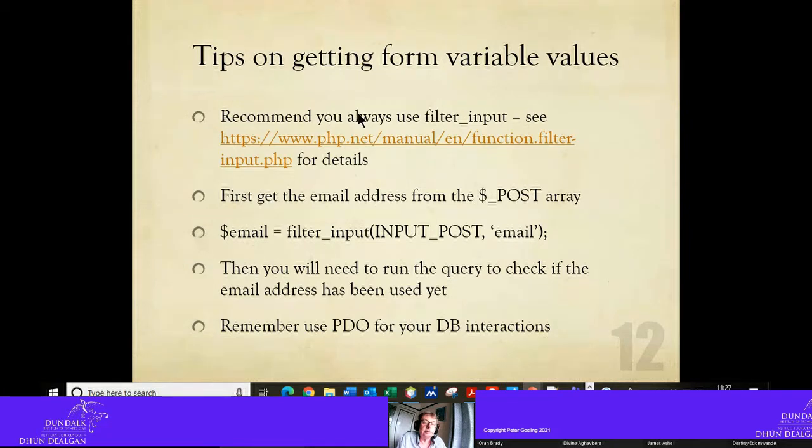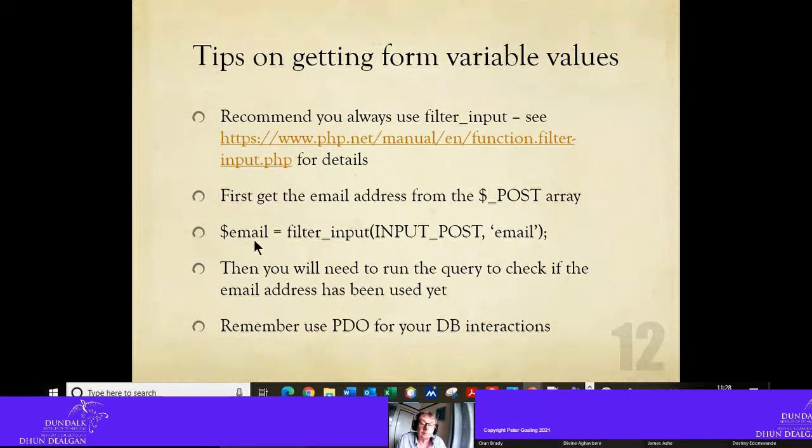I'm recommending, which means I'm giving marks for, using the filter_input. If you look on the internet, you'll see loads of cases of people using a thing called isset to check to see if a variable has been set or not. The preferred method of doing this is to actually use filter_input. There's a link there to give you details of how to use that on the internet. It will get the variable from the $_POST array, all uppercase.